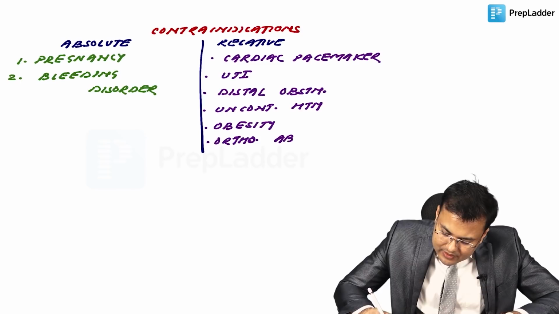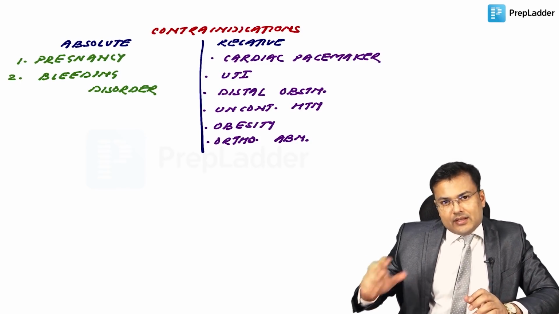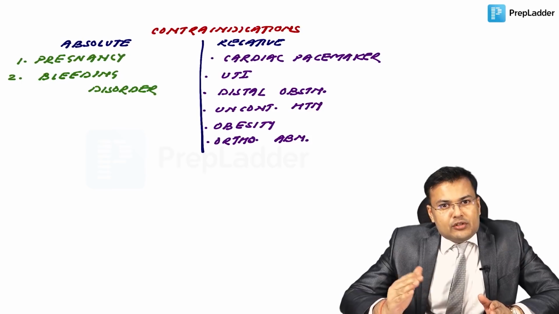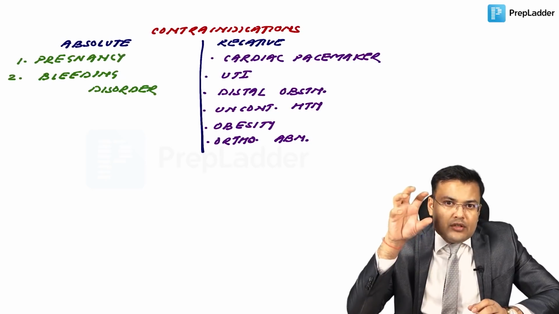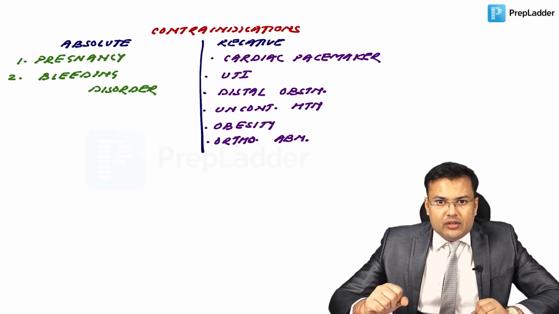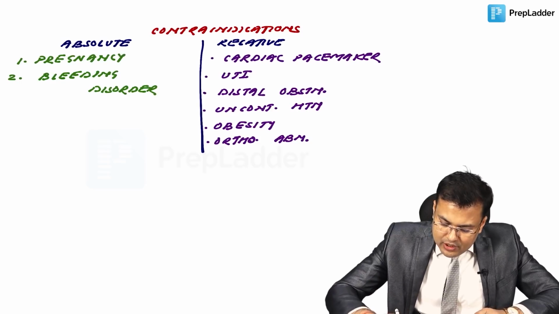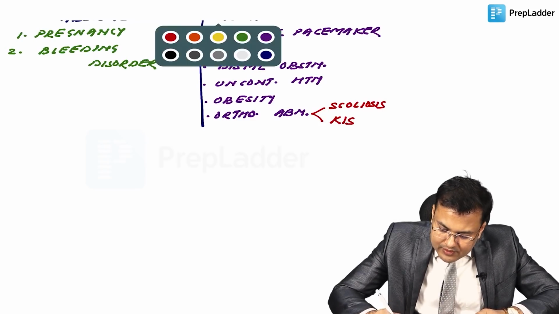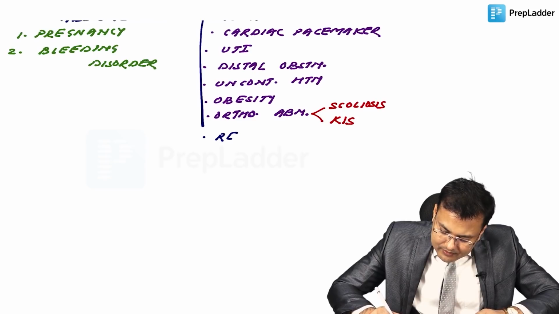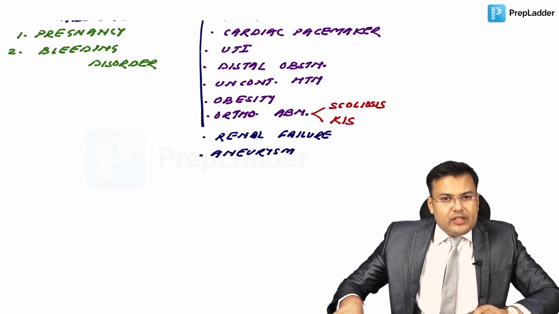Okay, what kind of orthopedic abnormalities? Generally, see, if a patient is having scoliosis or kyphoscoliosis in which spine is not straight, it's very difficult to focus the shock waves exactly to the kidney and the stone. So in these cases there is problem. So which orthopedic abnormalities? Scoliosis and kyphoscoliosis. Okay, renal failure and aneurysm. Clear? So these are the contraindications.